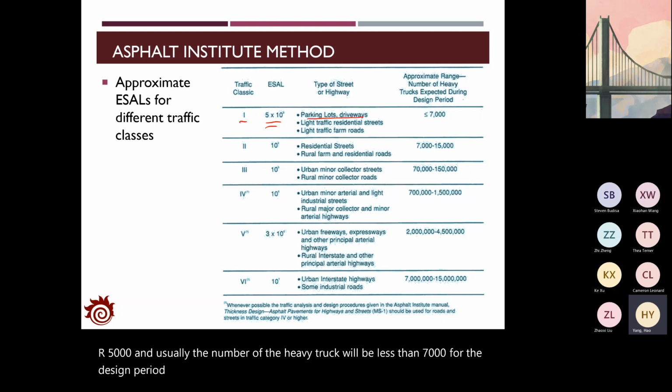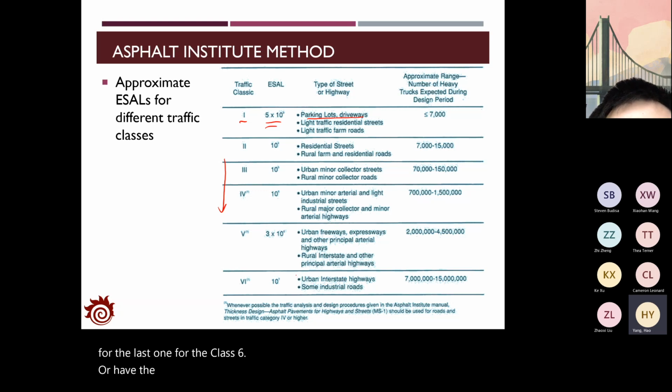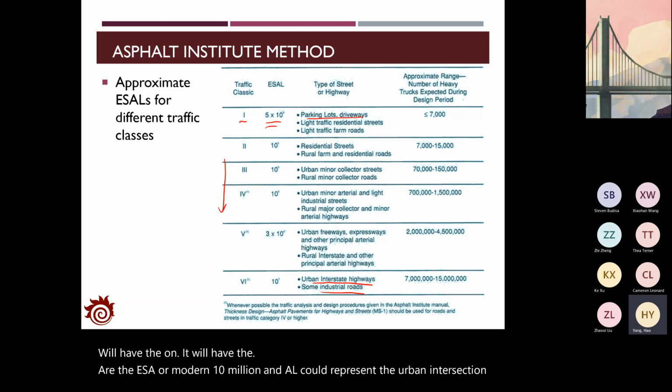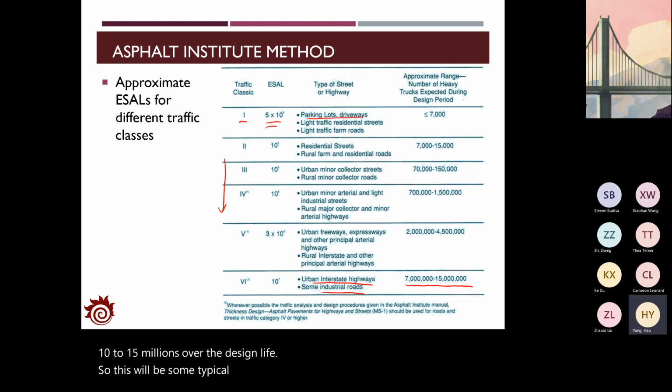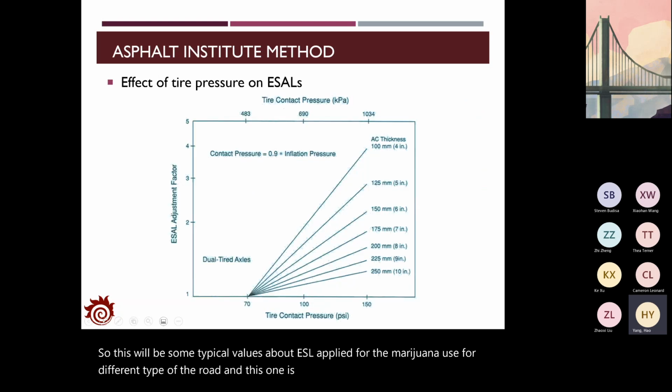And by increasing the traffic classes, the volume increases. And for the last one, class 6, it will have an ESAL of more than 10 million, and that could represent the urban intersection freeways, some industrial roads, and you will have a lot of trucks, could be around 10 to 15 million over the design life. So these are some typical ESAL values that we're going to use for different types of road. And this one is also related to the tire pressure.